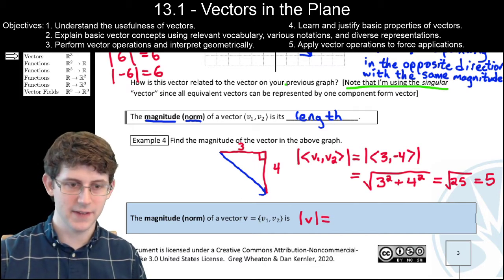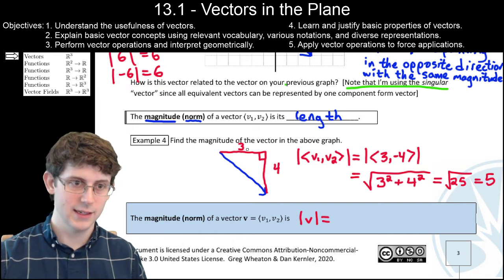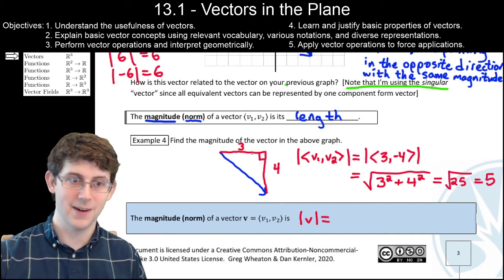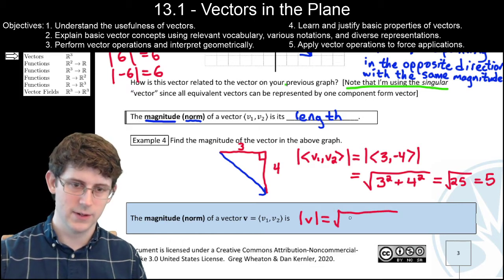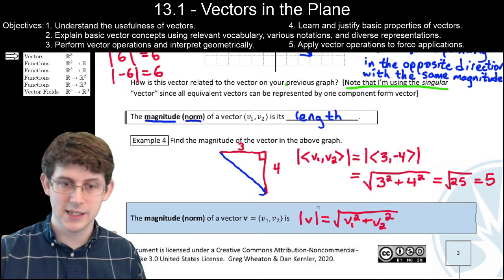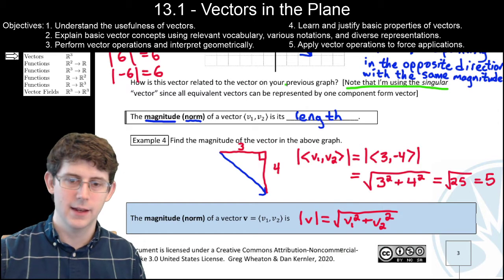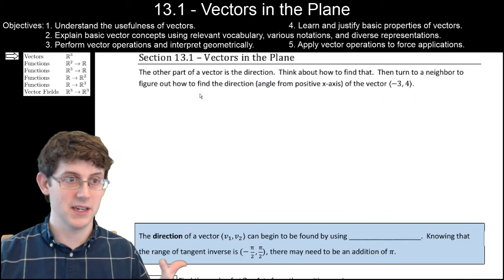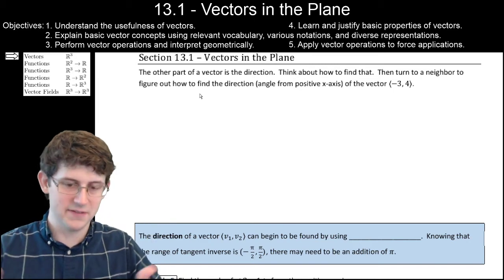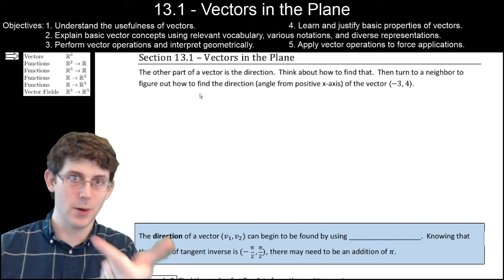Anyway, the magnitude of a vector, if you know its two components, is, well, the first component tells you how far over it goes, and the second component tells you how far up and down it goes. So it's just the square root of v1 squared plus v2 squared because of the Pythagorean theorem. So this is the magnitude of a vector. Now we want to work toward a formula for the direction of a vector also, so that you can figure out all the pieces of a vector just from its component form.